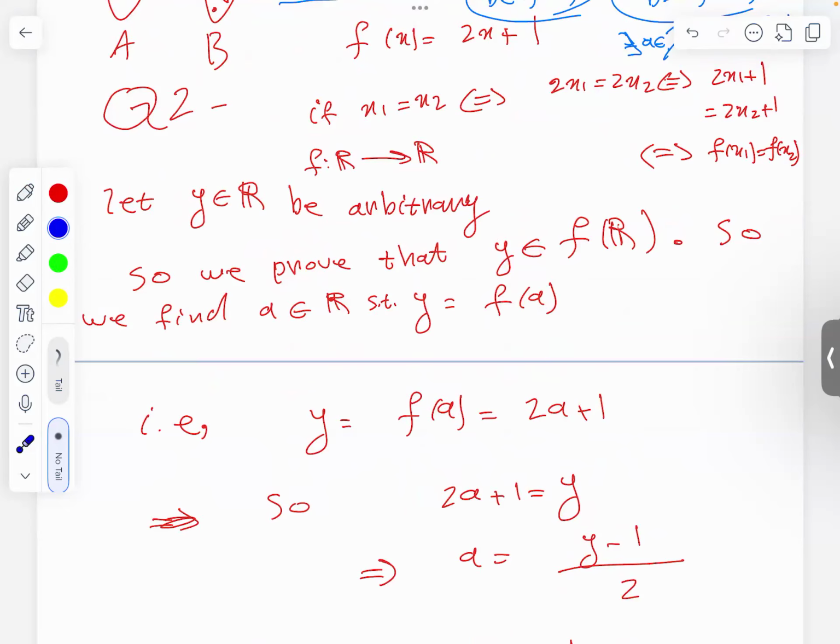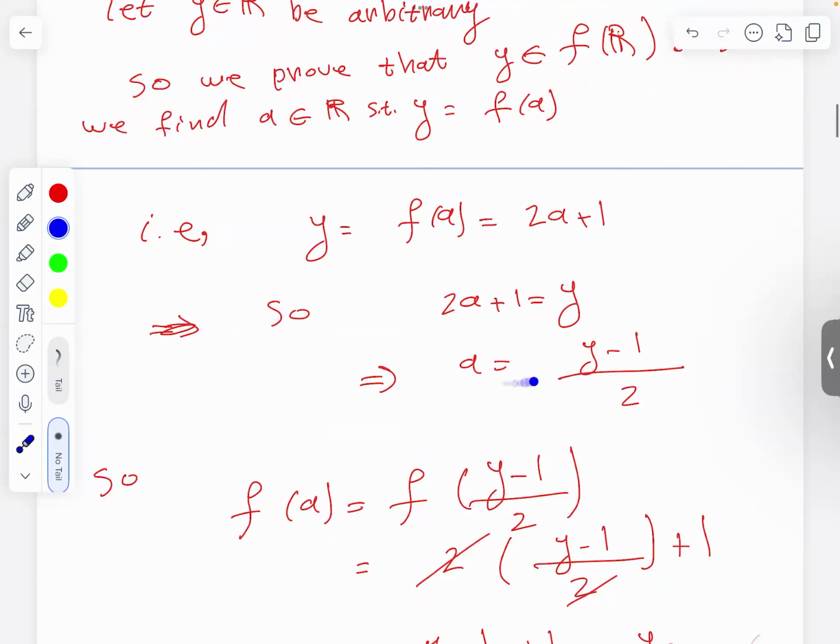Okay, y equals f of a, which is equal to 2a plus 1. To find this a for which this is happening, we know that f of a is equal to 2a plus 1. We know that this will happen, we just don't know with what a. From this equation, we can find a: 2a plus 1 equals y, so a equals y minus 1 over 2. Well, if you write until here, you will get your full mark. In most of the books, it's written until here.